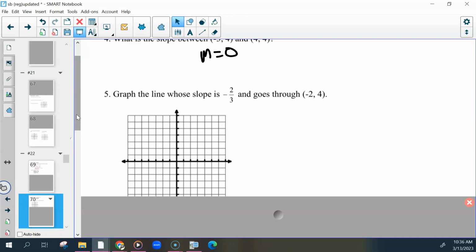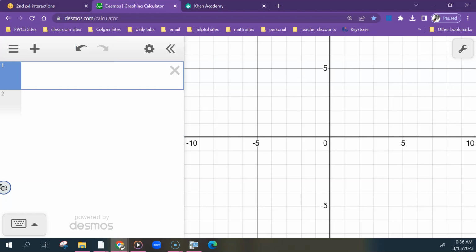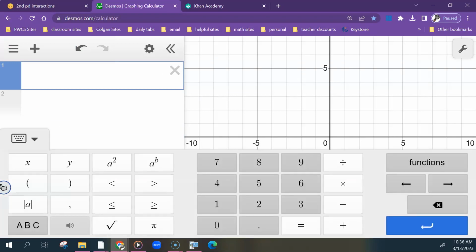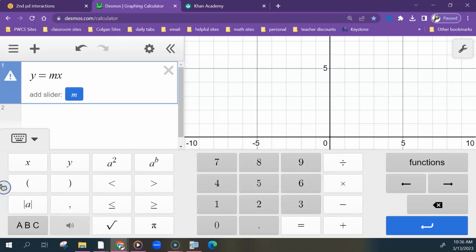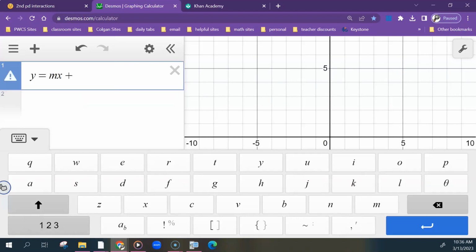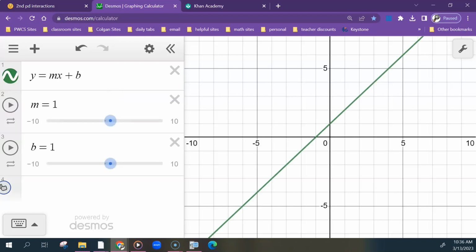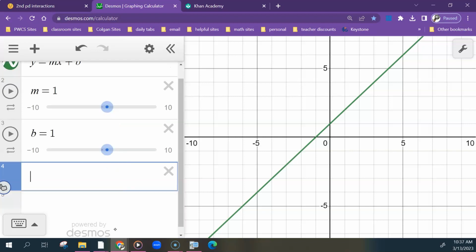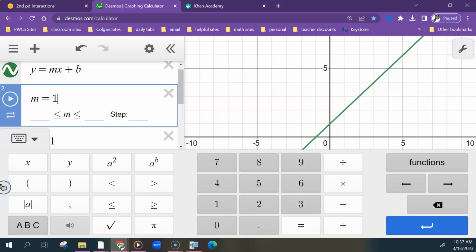If you were using Desmos, you could have done this. If you typed in your slope-intercept formula, y equals mx plus b, it'll ask you to add sliders, so you can add all of them. We know what the slope is. What was it? Negative 2/3 or positive 2/3? Negative 2/3.